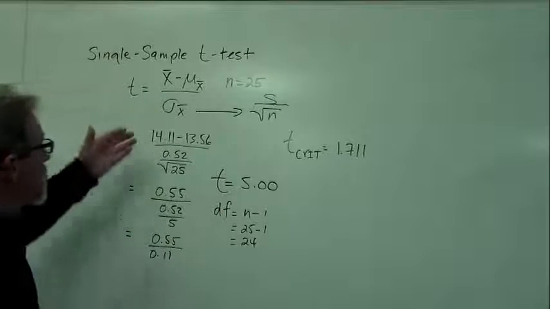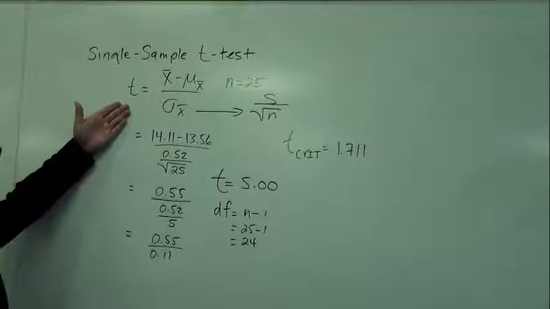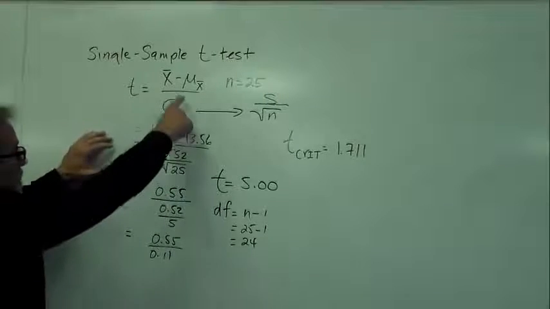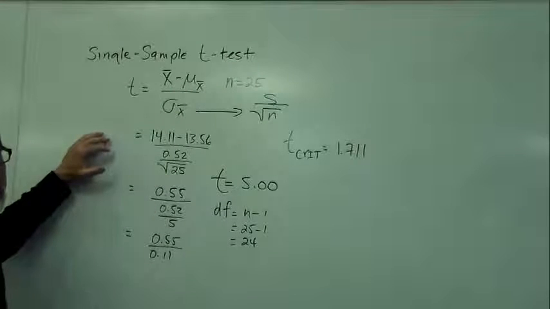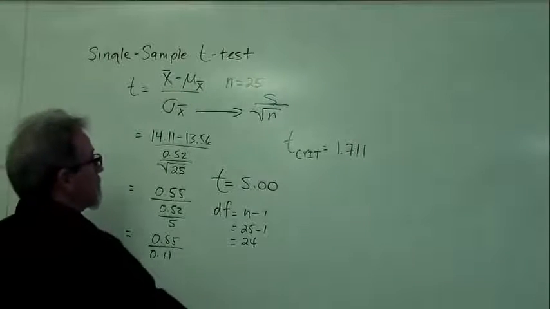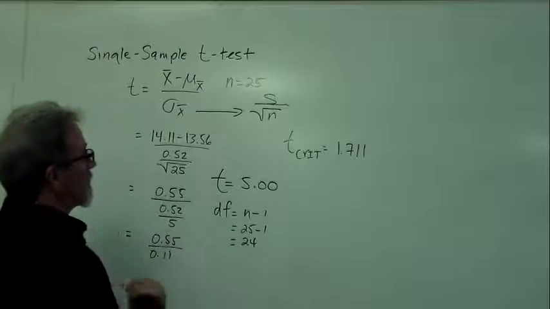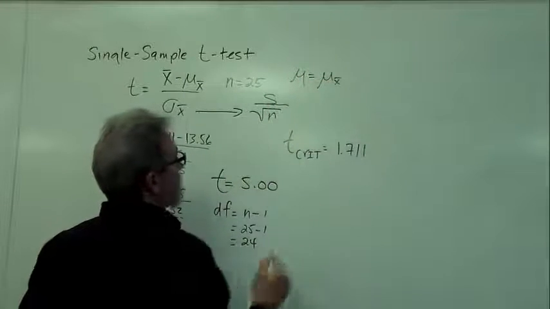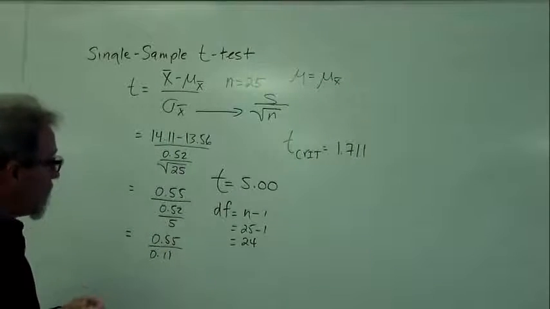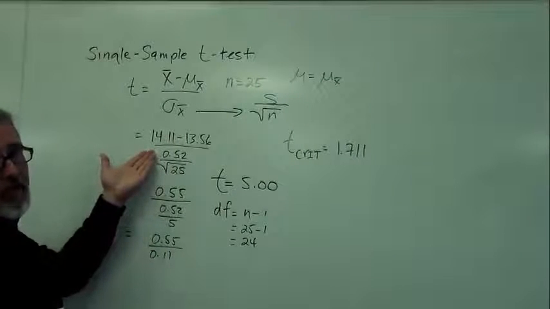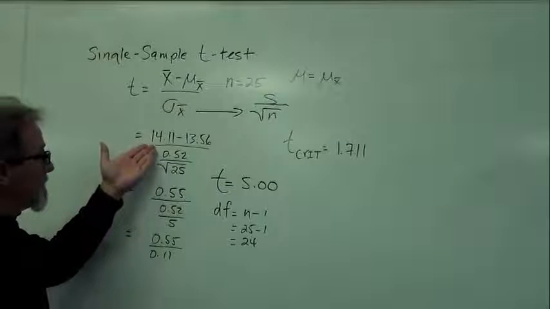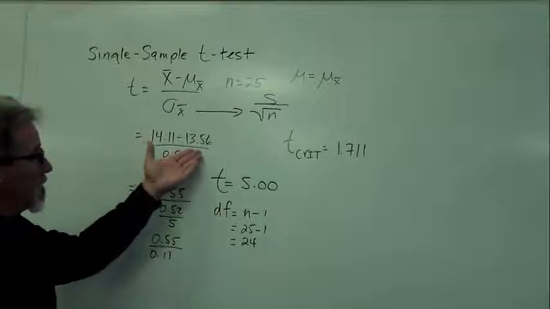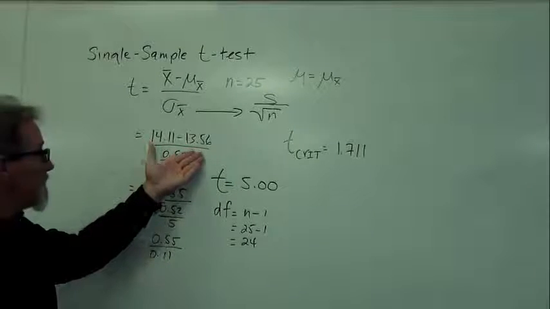As you see here, the formula is just about exactly the same as in the z-test. We use the mean of the sampling distribution instead, but we know that the mean of the population approximates the mean of the sampling distribution. And so when that's given to you in the problem, you're given the means. The mean of the sample, 14.11, the mean of the population, 13.56.